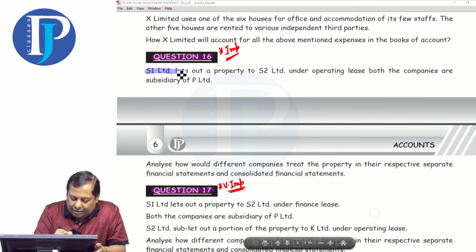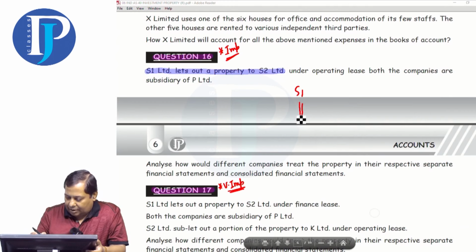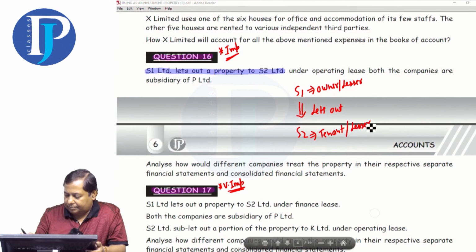S1 Limited lets out a property to S2 Limited. So S1 lets out to S2. I will write down: S1 has given one of its properties to S2. So this has become owner, meaning lessor. This has become the tenant, meaning lessee. It's lessee.